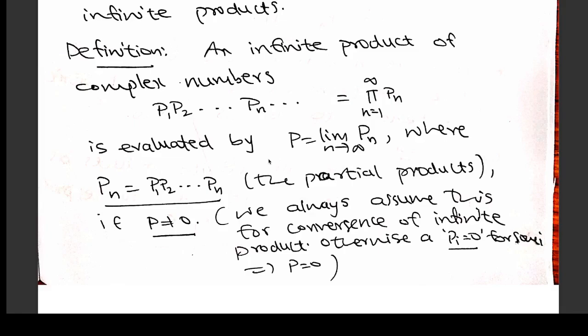Because if we allow P to be zero, then if some of the terms are zero, the whole product will be zero. Because of that, we will not allow zero to be the limit. Another thing, this tells you that all the terms should be non-zero, because P should not be zero. But if there are finitely many zeros, we can exclude them and reformulate the partial product. That's also allowed.